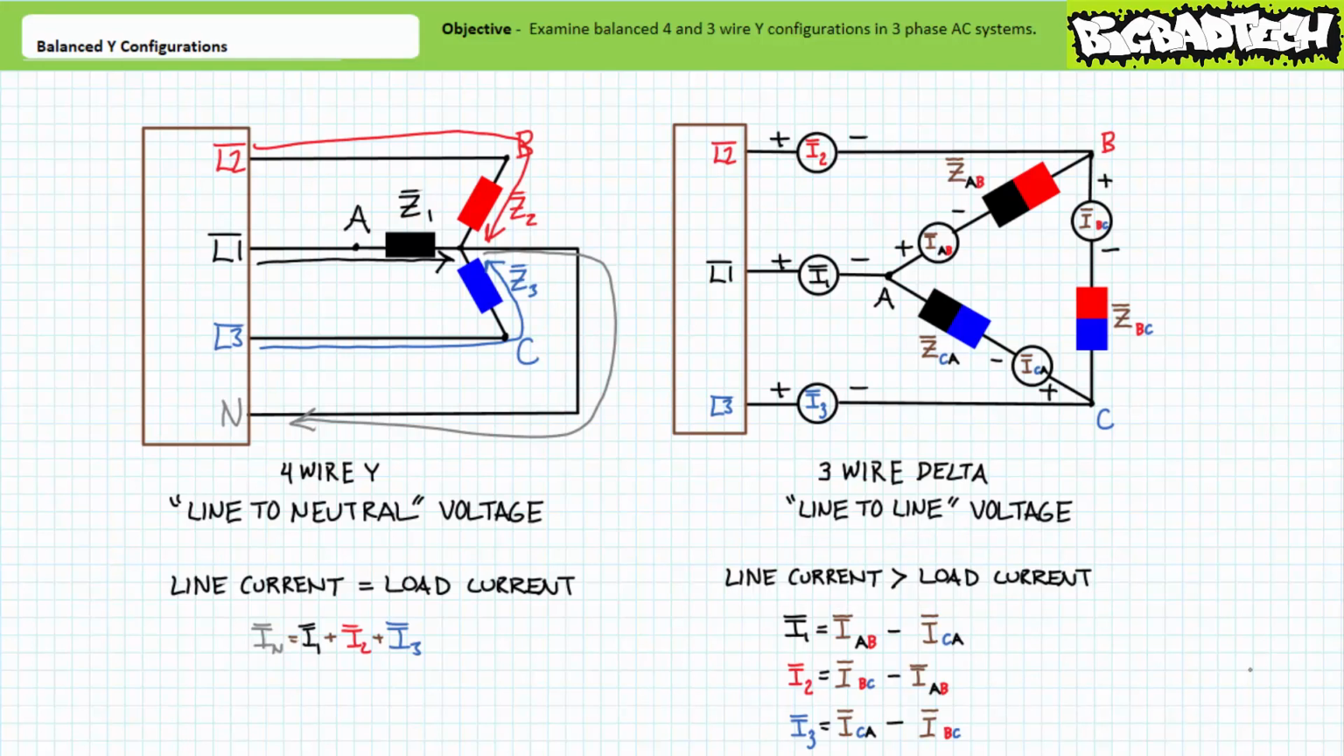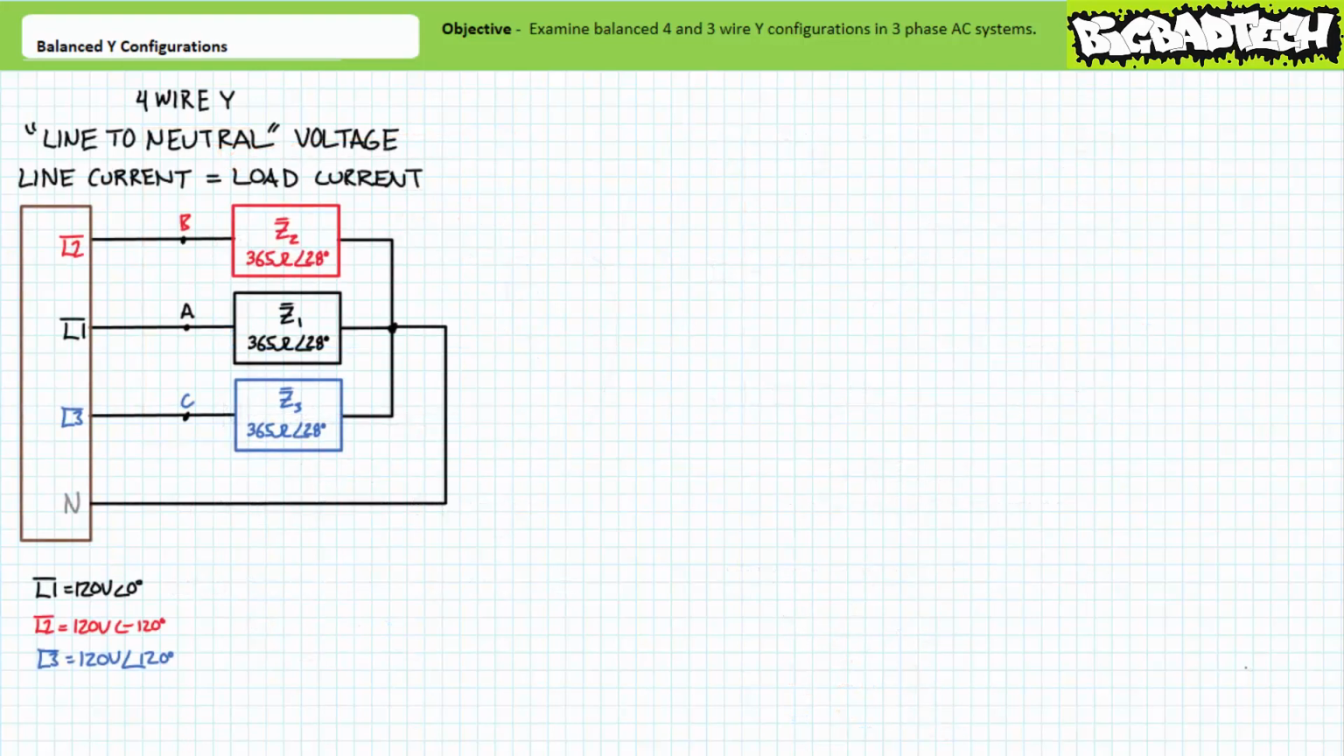For now, let's put these observations aside and deal with only balanced Y configured loads. It goes without stating that Y configurations look like Ys. This being said, Ys take up a lot of space and it's sometimes easier to draw them as such. You'll note this diagram is functionally equivalent to a Y configuration.